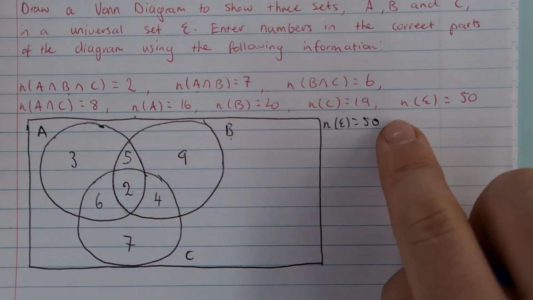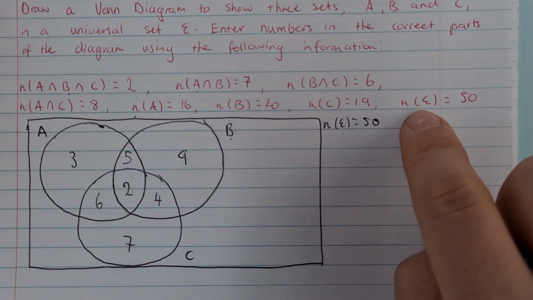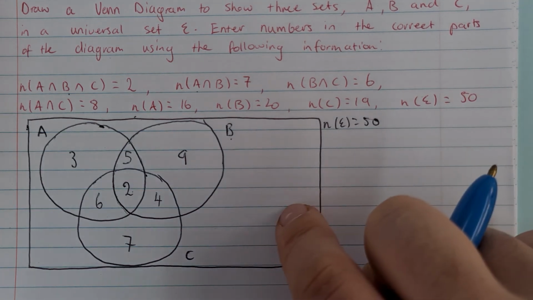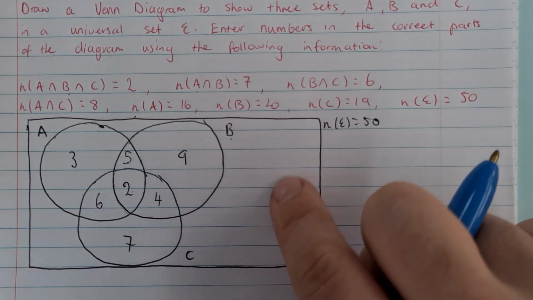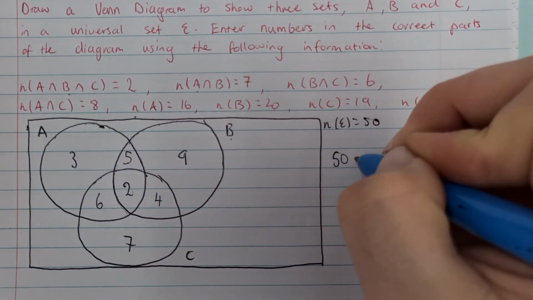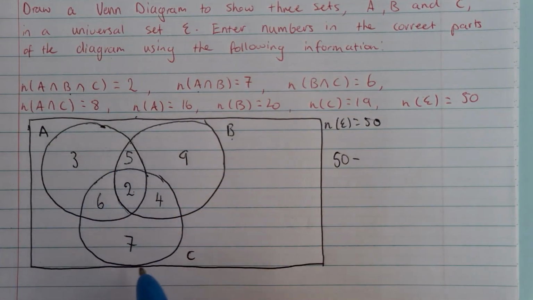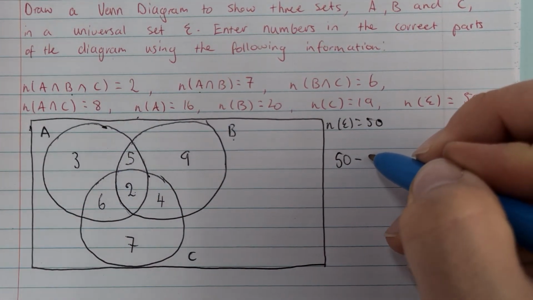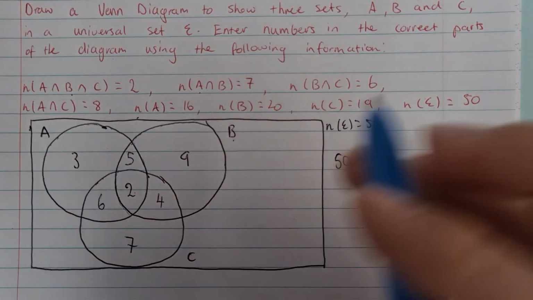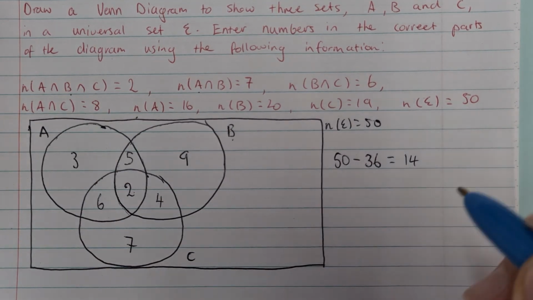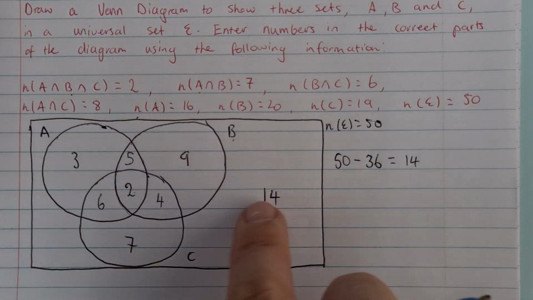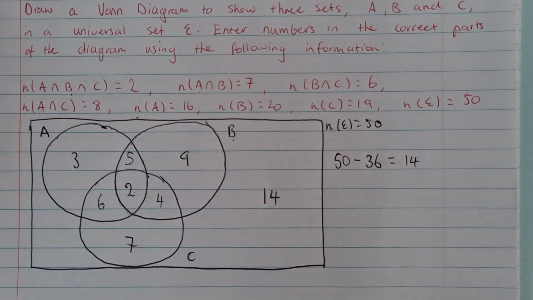And our final piece of information, which I've already written there, is the total number of elements in this universal set is 50. So we need to see if there's any elements that are not in A, B, or C. So if I take 50 and I subtract all these numbers, it might take you longer in your calculator, but I believe they sum up to 36, everything here. So that would be 14. So we end up with 14 on the outside. So if you were to add up each of these numbers, they should add to 50.